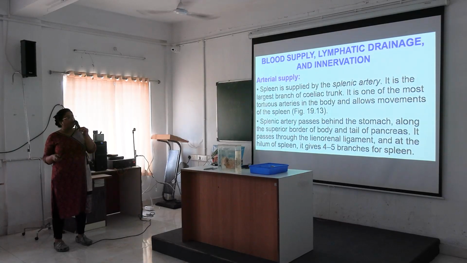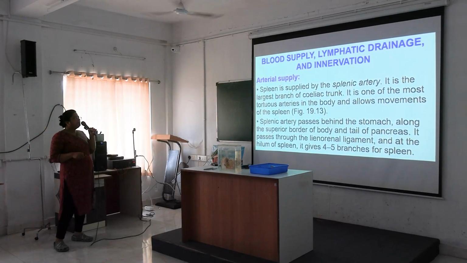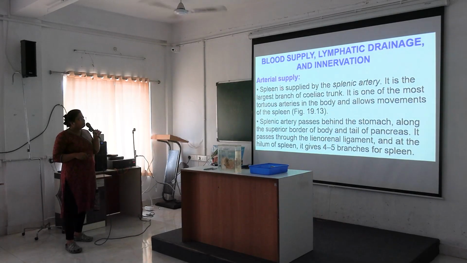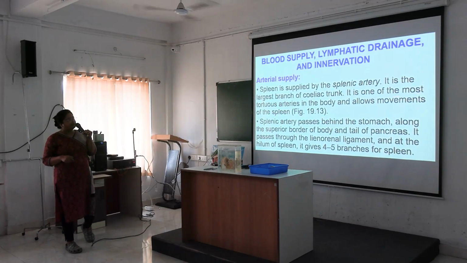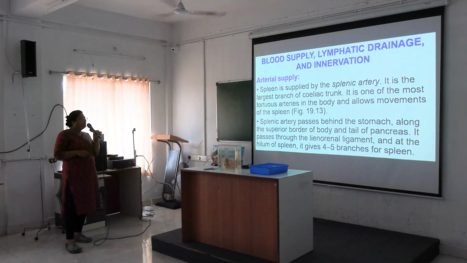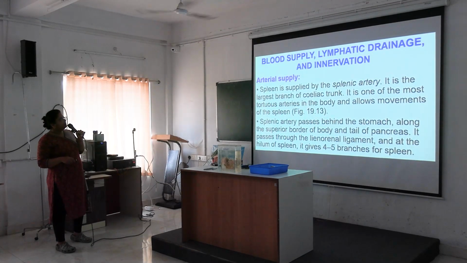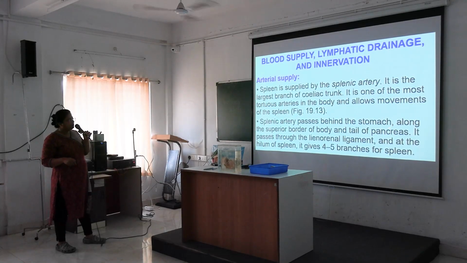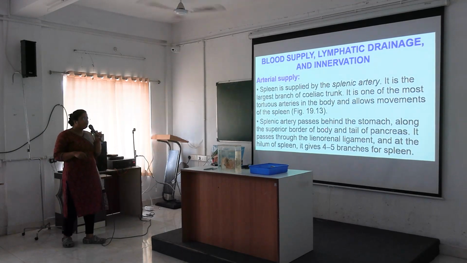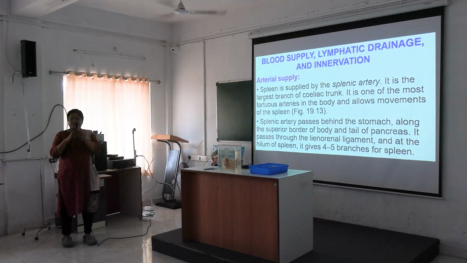Next, we are going to blood supply, lymphatic drainage, and innervation. Spleen is supplied by splenic artery, which is the largest branch of celiac trunk. It is one of the most tortuous arteries in our body and allows movement of the spleen. Splenic artery passes behind the stomach along the superior border of body and tail of the pancreas. This relation is important.